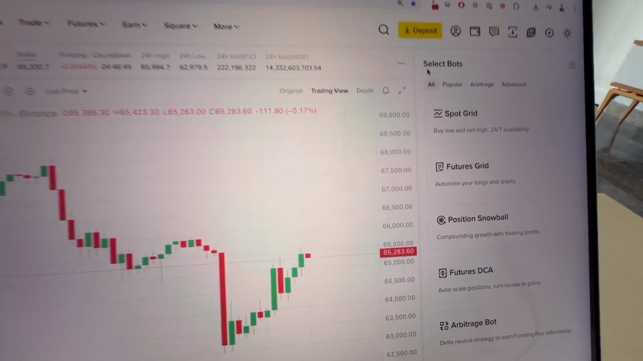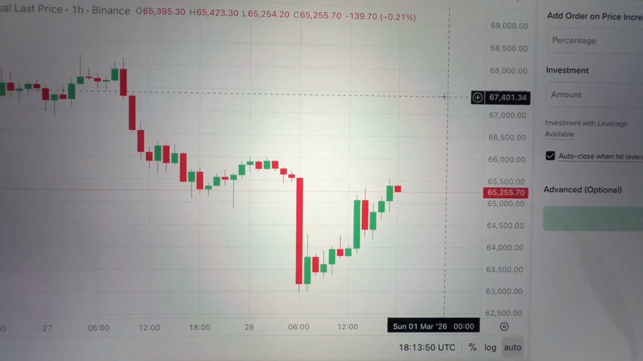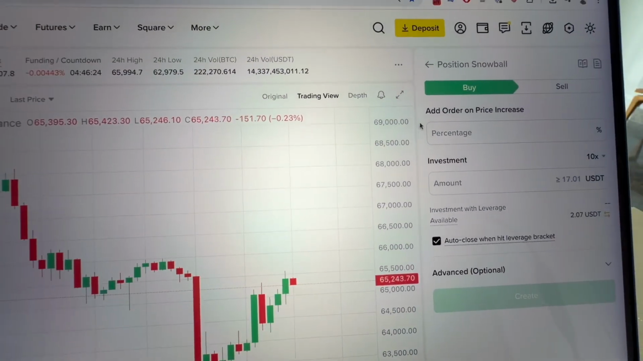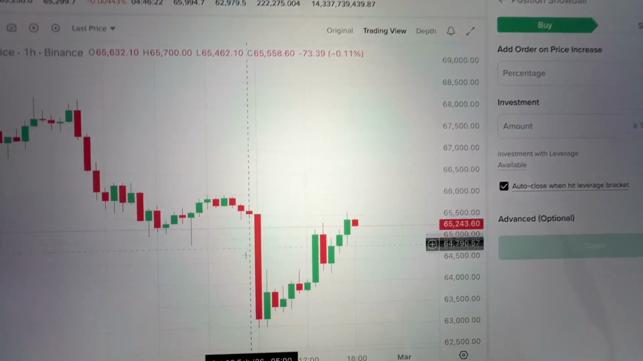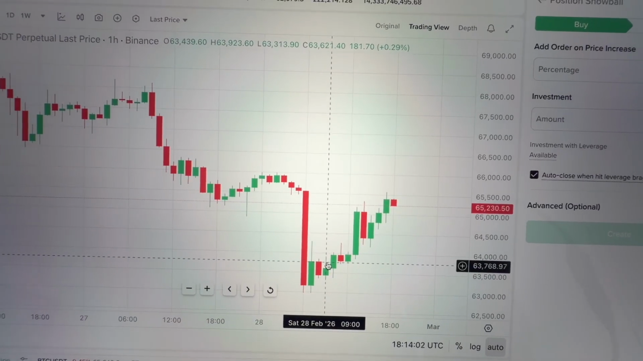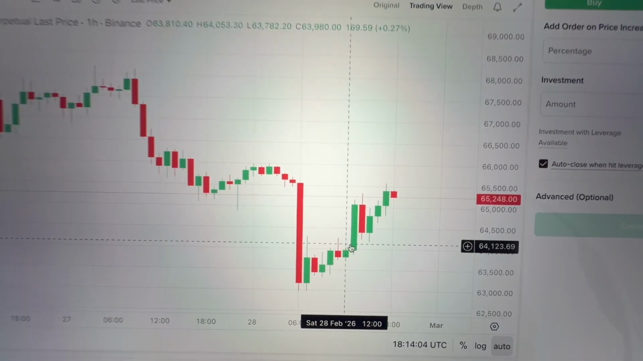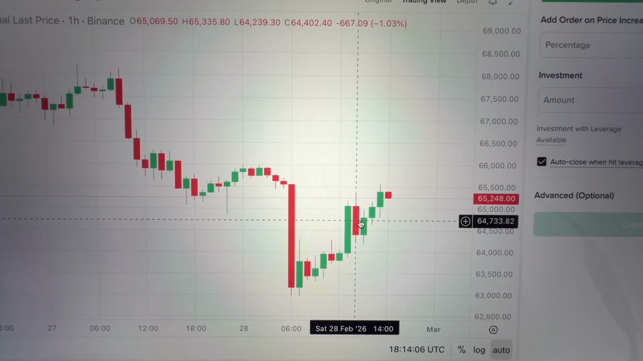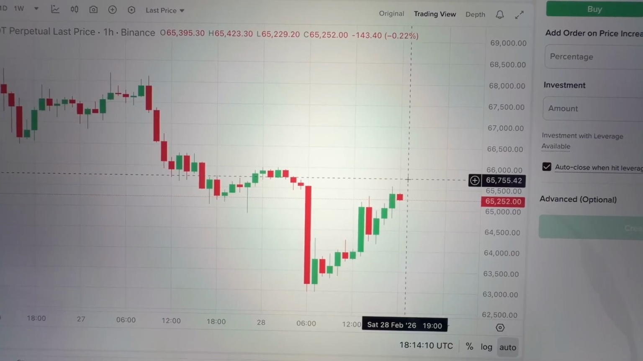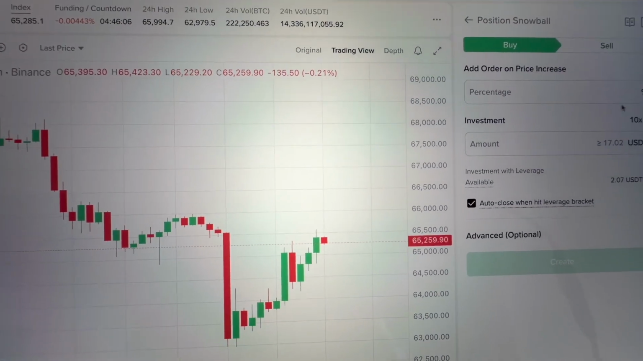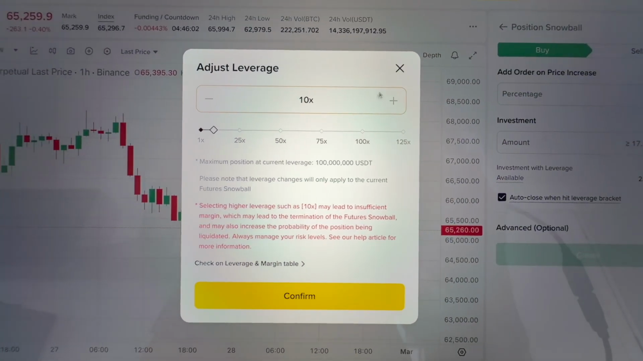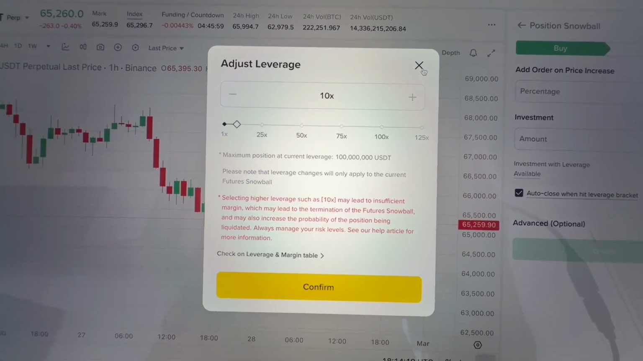The next one on the list is the Position Snowball. The idea with Position Snowball is to benefit from the trends. For example, if you have a buy order and then the price starts going higher, it will reinvest the profit and buy again. And then if the price continues going higher, it buys again, buys again, buys again. So the idea is to take advantage of the trend. However, this one is also high risk because of the leverage, which means that there is a risk of liquidation.